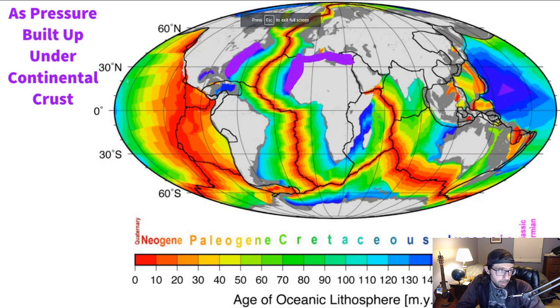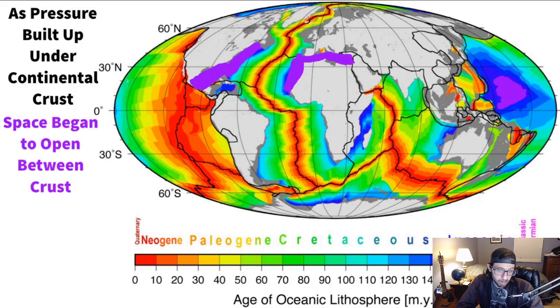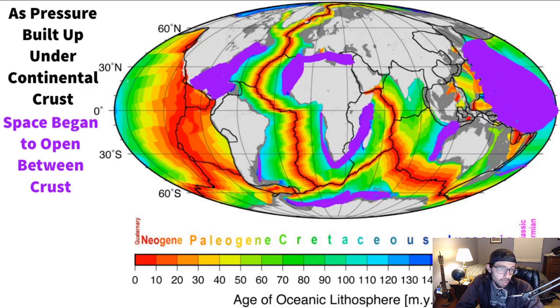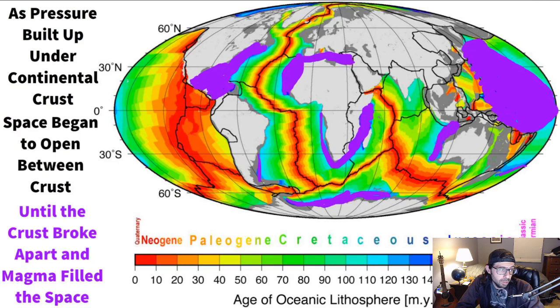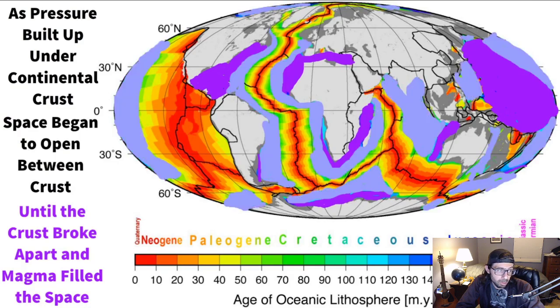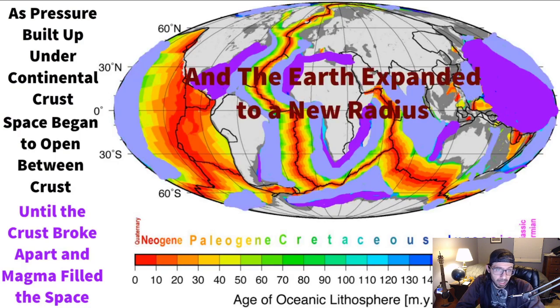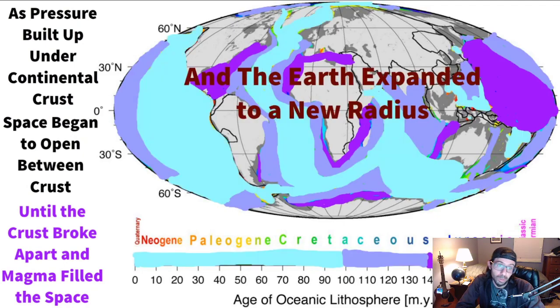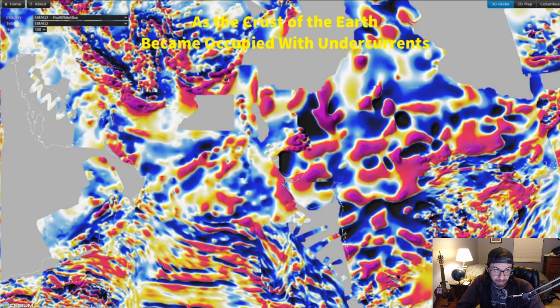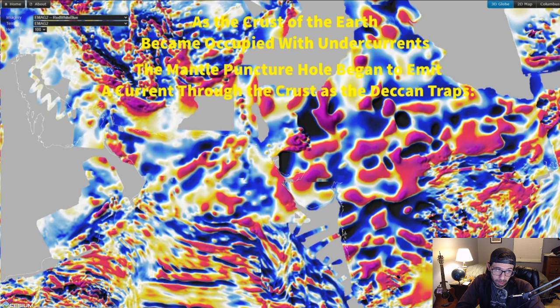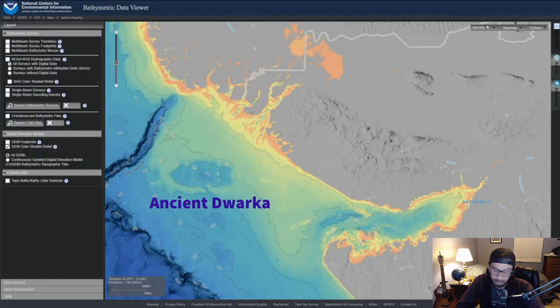As pressure built up under continental crust, purple, which is pretty much like 150, 140, 130, 120, 110, space began to open between crust until the crust broke apart and magma filled the space, and the Earth expanded to a new radius. As the crust of the Earth became occupied with undercurrents, the mantle puncture hole began to emit a current through the crust as the deck entraps.